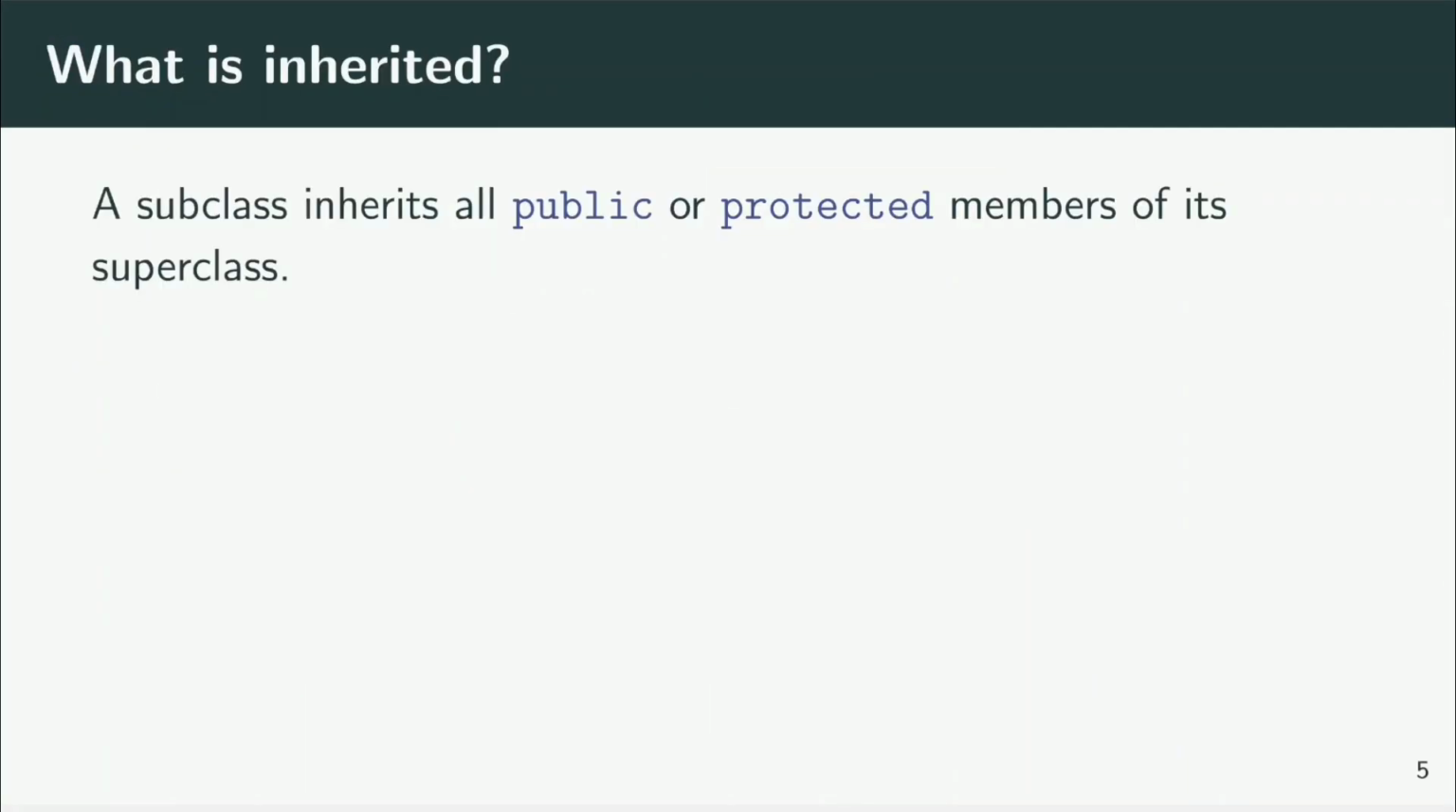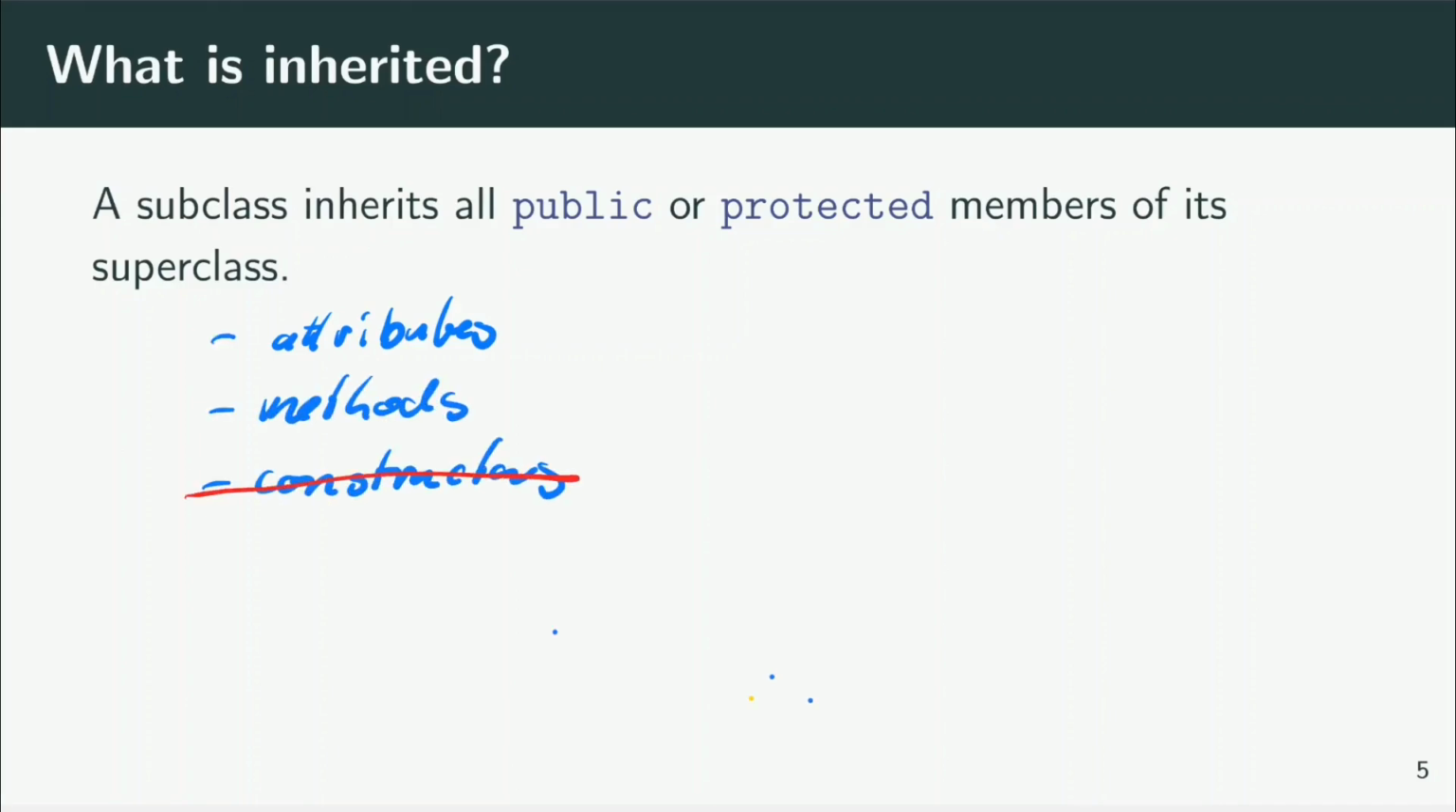Now, what exactly is inherited from a superclass to a subclass? The answer is every class member that is declared public or protected. That means attributes, it means methods, but it does not include constructor methods. Constructor methods are technically members of the superclass. So attributes as well as methods get inherited as long as they're declared public or protected.